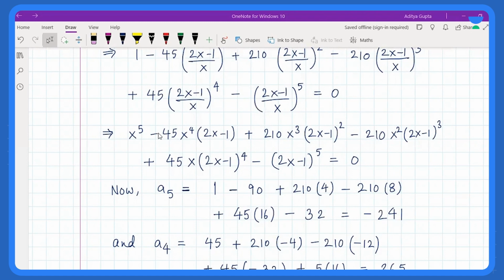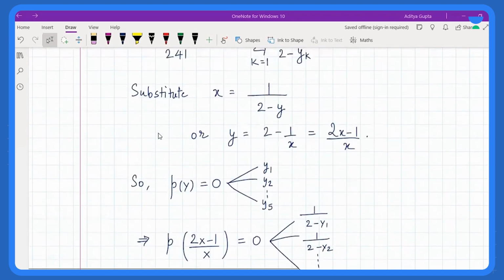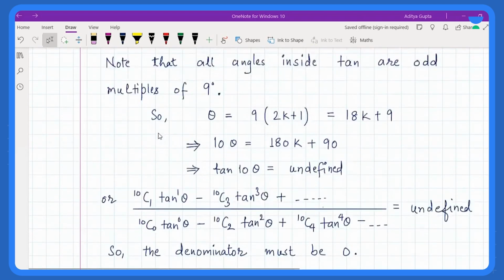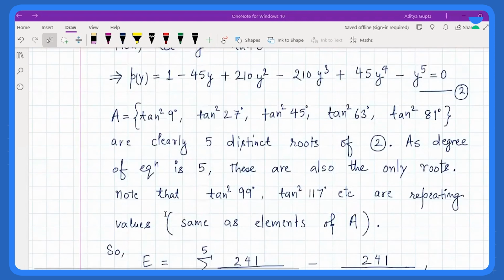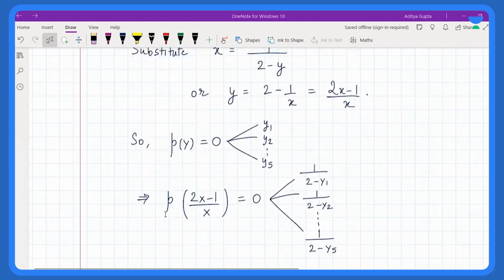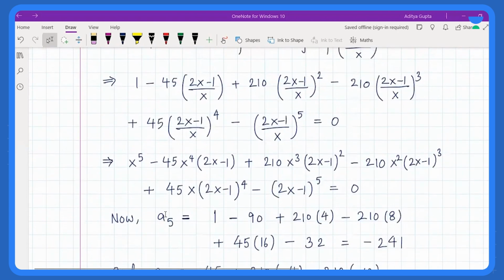And we also need the coefficient of x power 4, which we call A4, because we have already seen the formula of sum of roots. It was minus an minus 1 upon an. What is an minus 1? It is nothing but the coefficient of x power n minus 1, and an is the coefficient of x power n. So that is exactly what we are doing here. So what we need to understand here is, we will not simplify this entire expression.